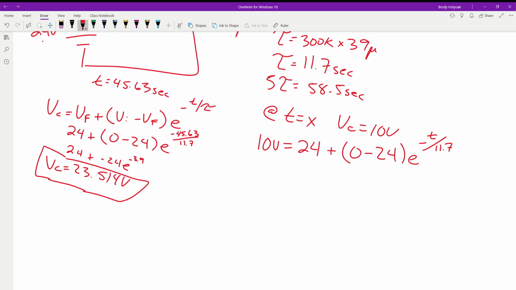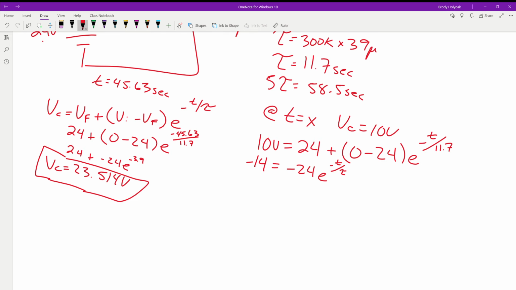And there's our formula. So now we need to go through and solve this down to where we can get to t. That's what we want to know. So we subtract 24 from both sides. I'm just going to leave the tau as tau until we get down to it, just to save space when I'm writing.